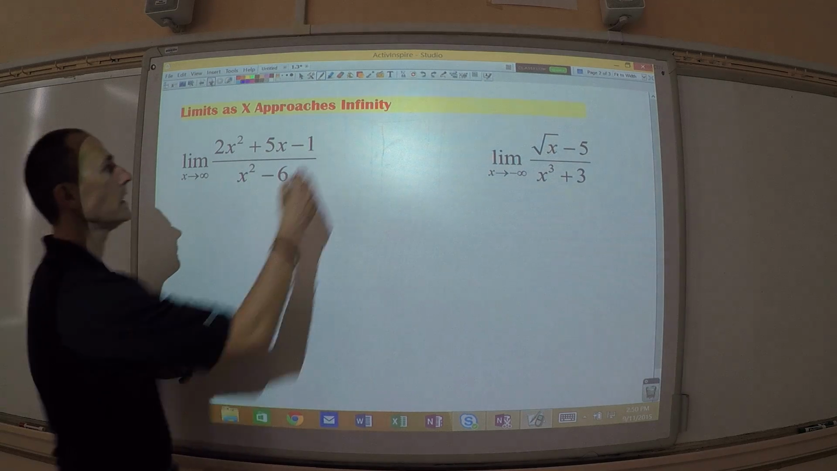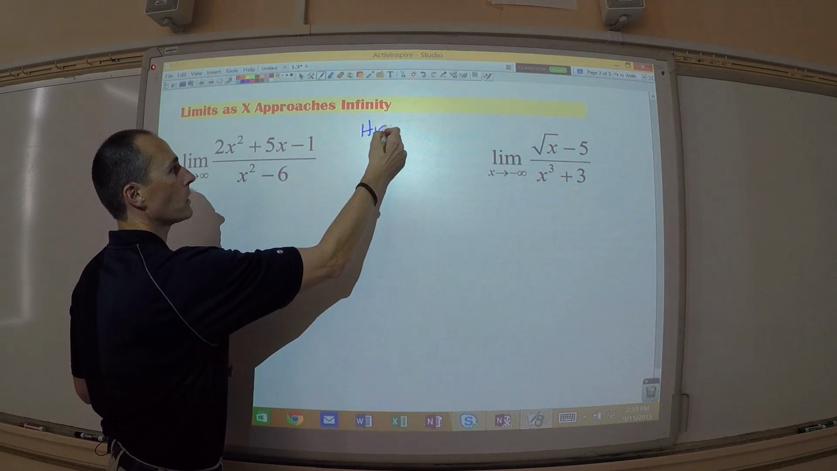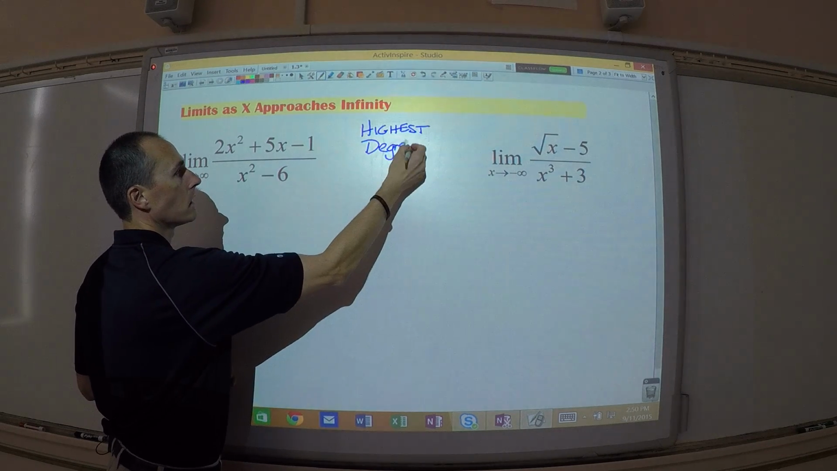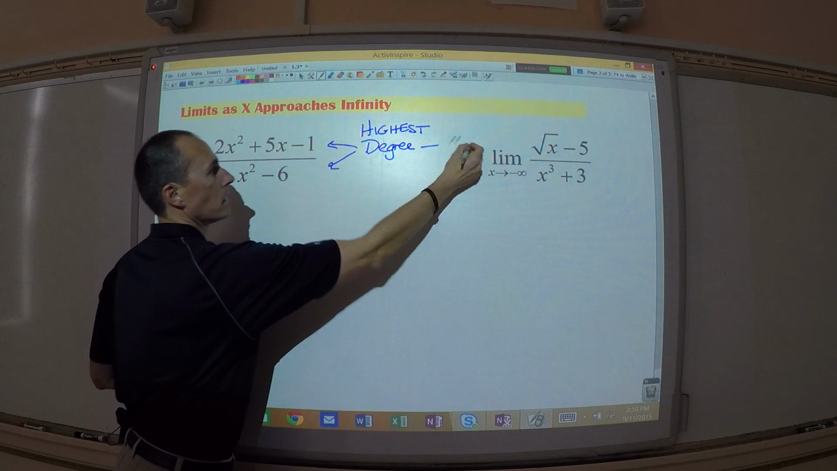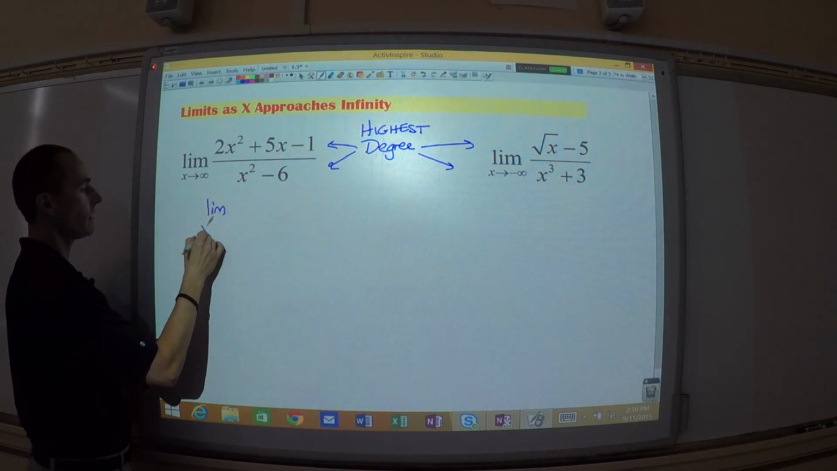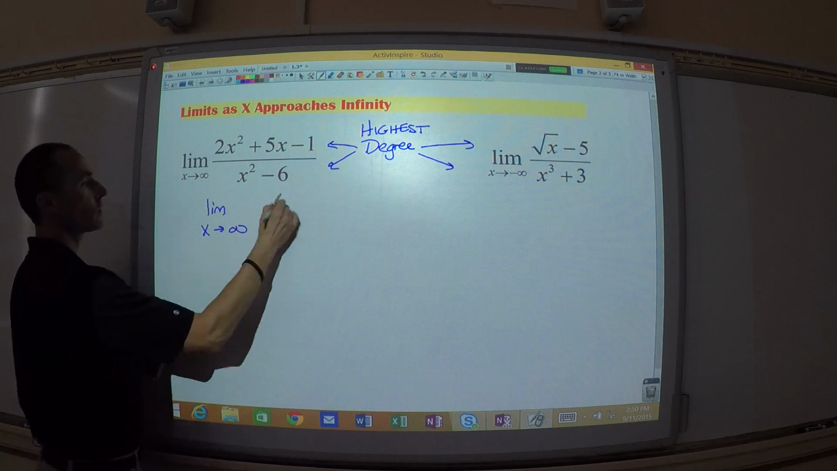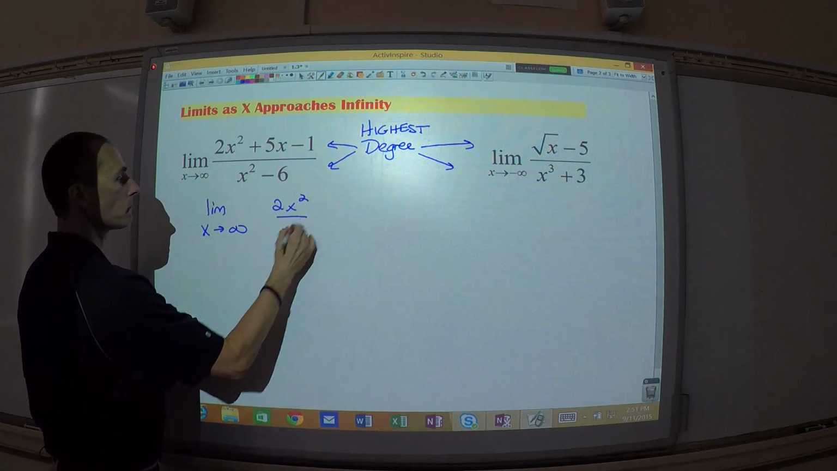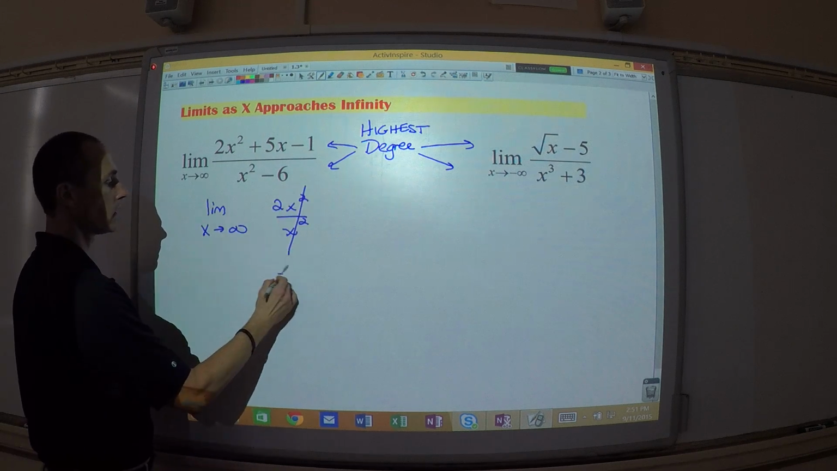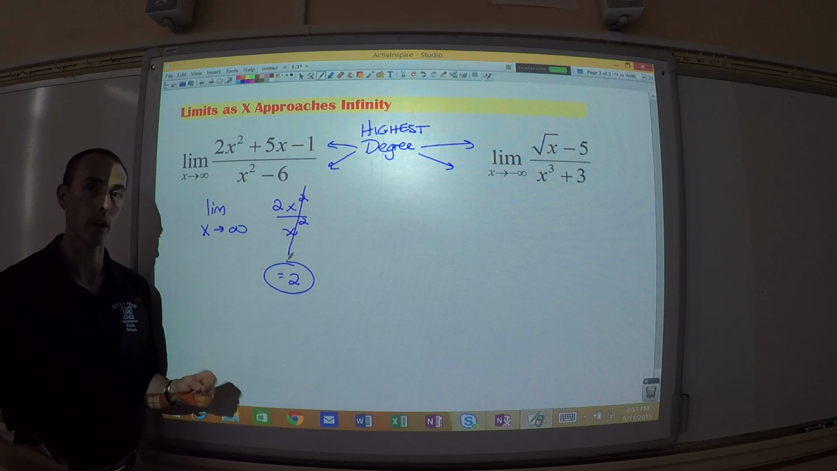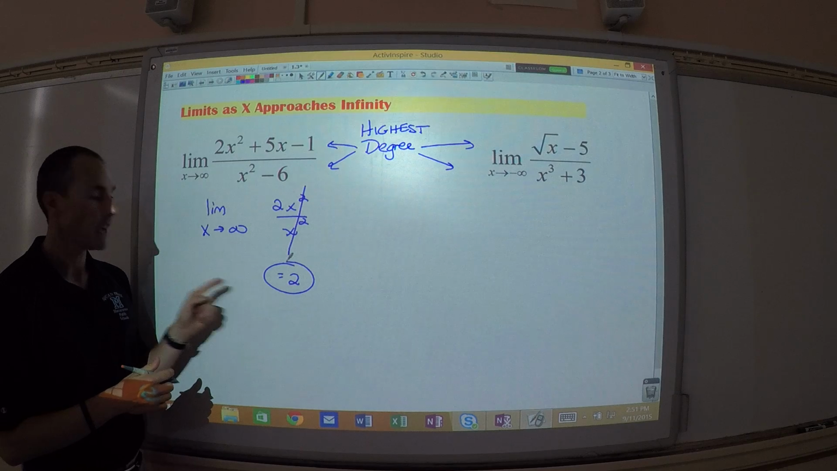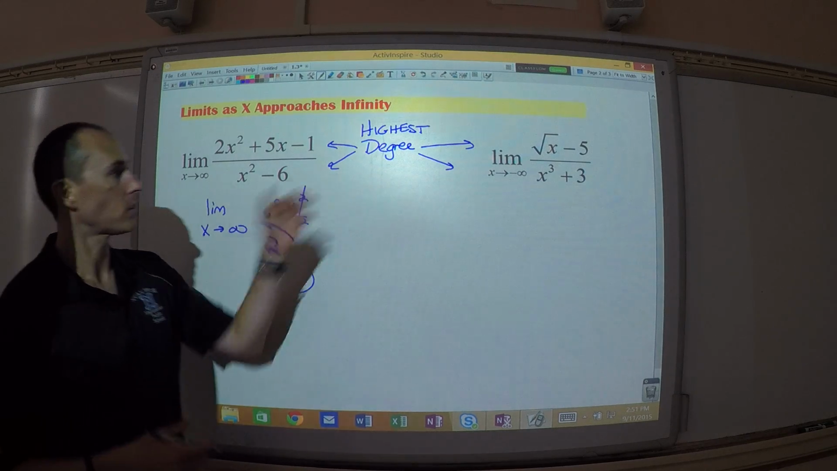So we really only need to look at the highest powers, the highest degree of the numerator and the denominator, right? So we can actually turn this problem into the limit as x approaches infinity of just 2x squared over x squared. And the algebra will take us to a point where that limit would just be 2. Now an interesting note, that would mean that this function has to have a horizontal asymptote at y equals 2. Let's look at this one.